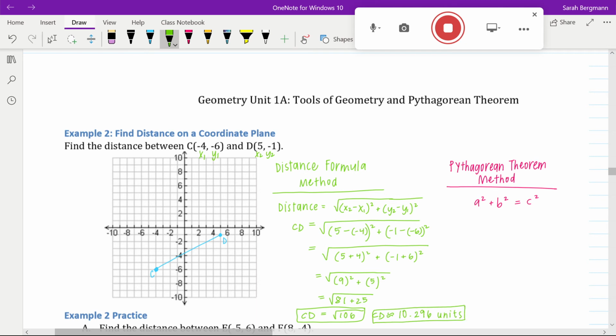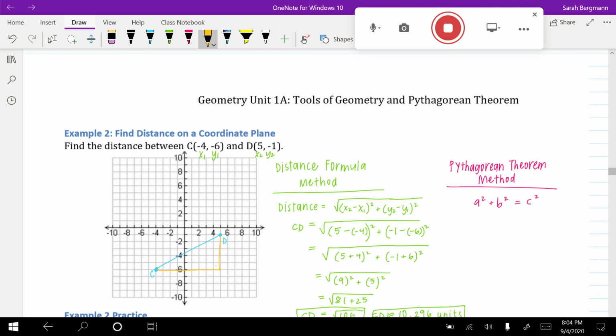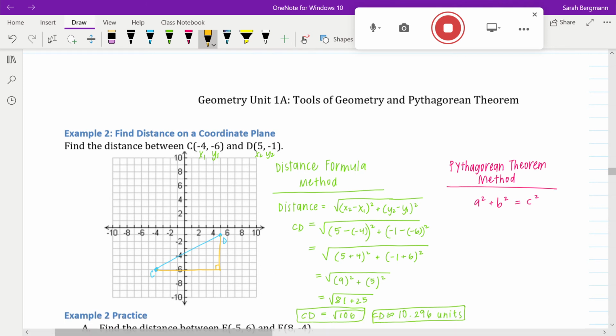Alright, now let me show you the Pythagorean theorem method. For the Pythagorean theorem method, the first step is to draw a right triangle with your segment as the hypotenuse. Next, you'll want to find the length of each side. So this side is 1, 2, 3, 4, 5 units. This side is 1, 2, 3, 4, 5, 6, 7, 8, 9 units.